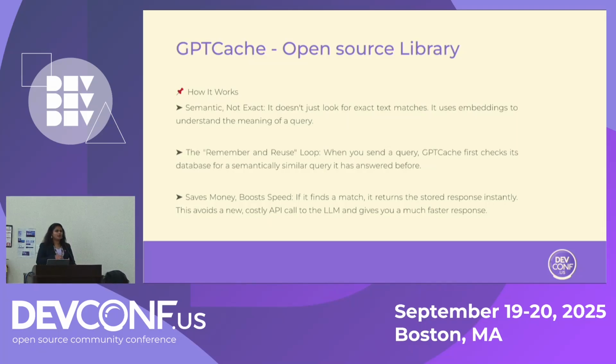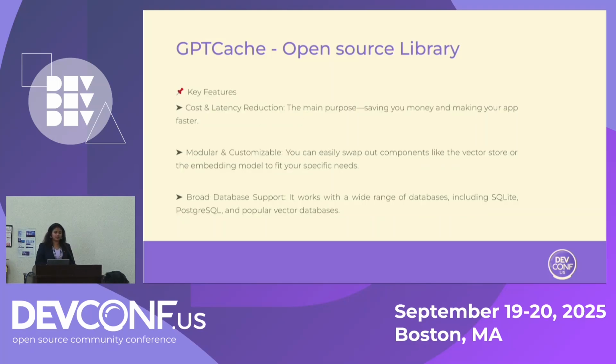So when you are building any RAG application, GPT Cache is semantic and not exact. So it doesn't look for exact text matches or keyword similarity. It uses the embeddings to understand the meaning of the query. So it is context based. And the remember and reuse loop: when you send a query, the GPT Cache first checks its database for a semantically similar query, whether it has answered before. So it saves money and boosts speed, which gives a much faster response.